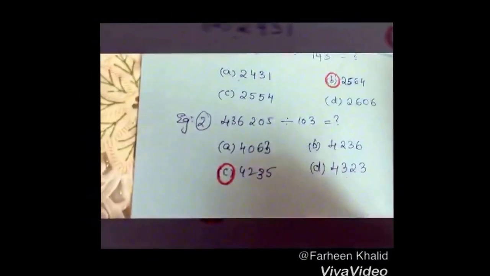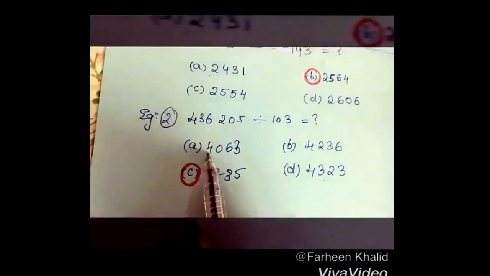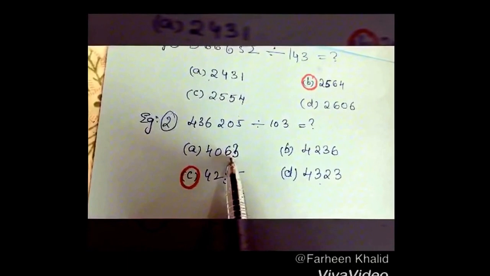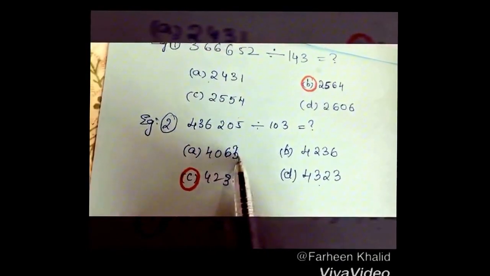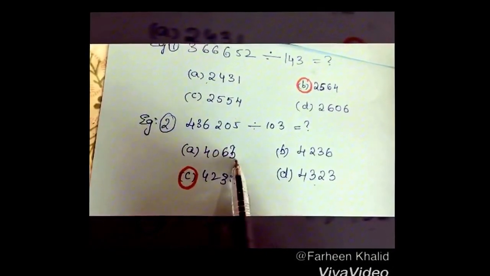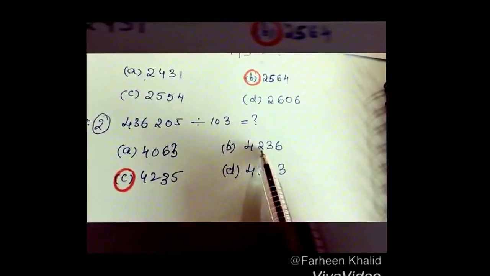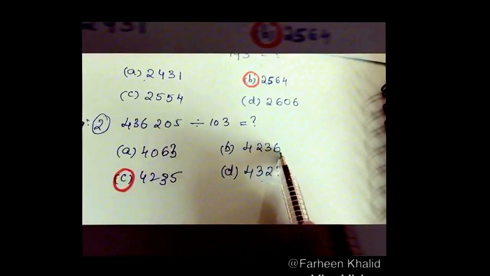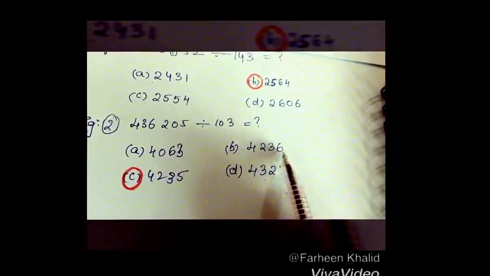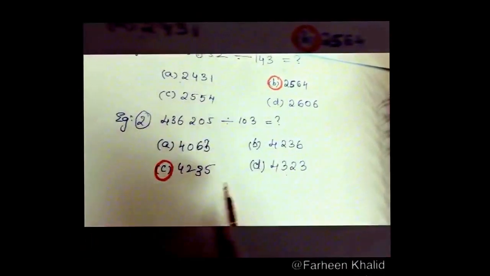So let's check. Okay, here the first one. 4 plus 0 is 4, and 4 plus 6 is 10, 10 plus 3 is 13, 3 plus 1 is 4. So that's not our answer because we need to get a 5. Then you have 4 plus 2 is 6, 6 plus 3 is 9, 9 plus 6 is 15, 15 means 5 plus 1, which is 6. Again, this is not our answer.